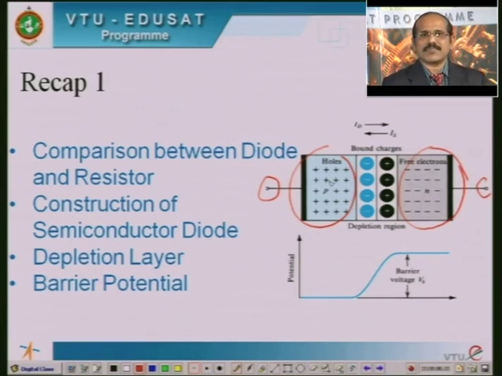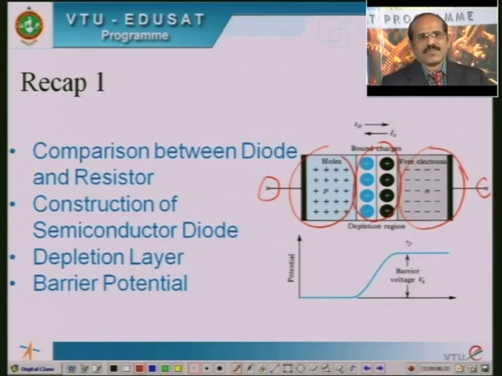And in between this P and N layer, you can see that there is a region called the depletion region. This is the region which is depleted of free charge carriers. It only contains the fixed immovable ions. Depending upon this depletion region, we will have a corresponding barrier voltage.